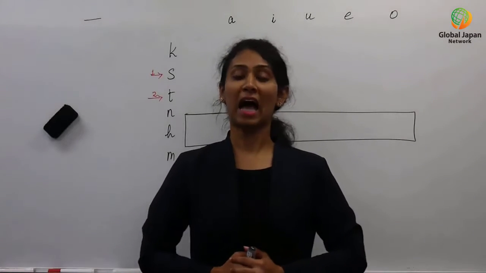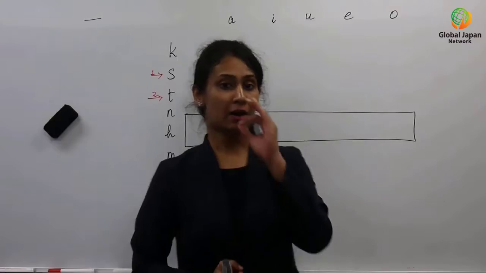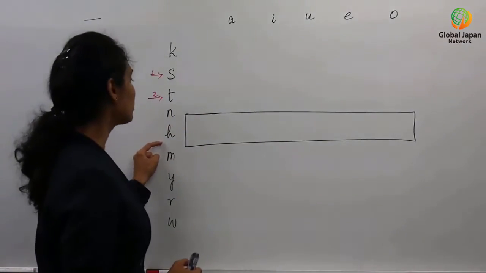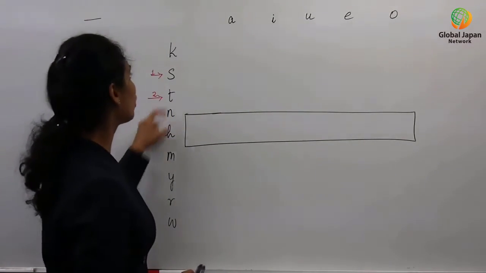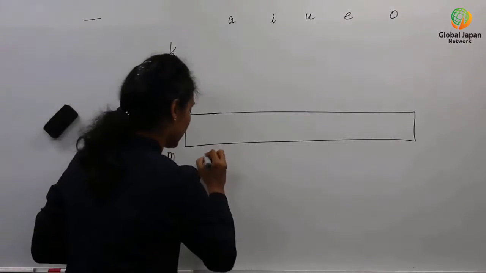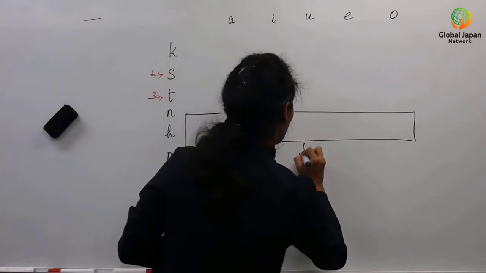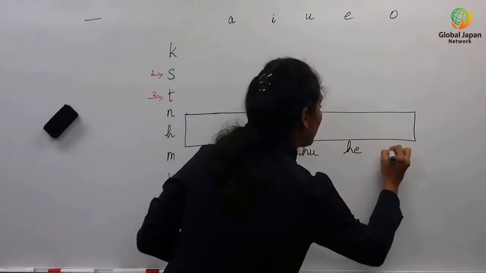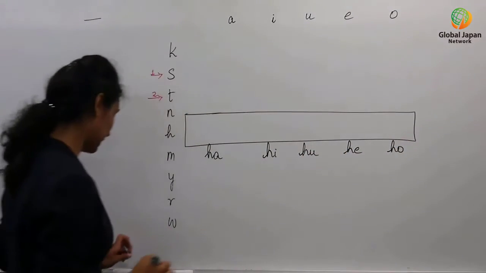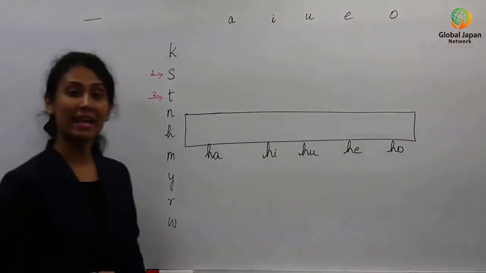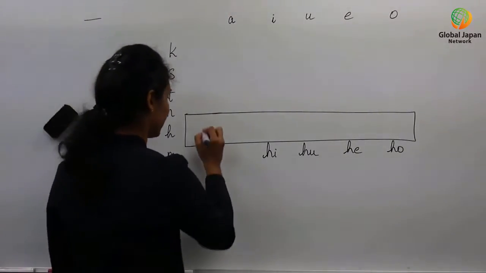Let's move on to the ha line now. Writing the sounds in English by combining the consonant with the vowel sounds, these sounds are ha, hi, fu, he, ho. Let me now give you the Hiragana characters for this.